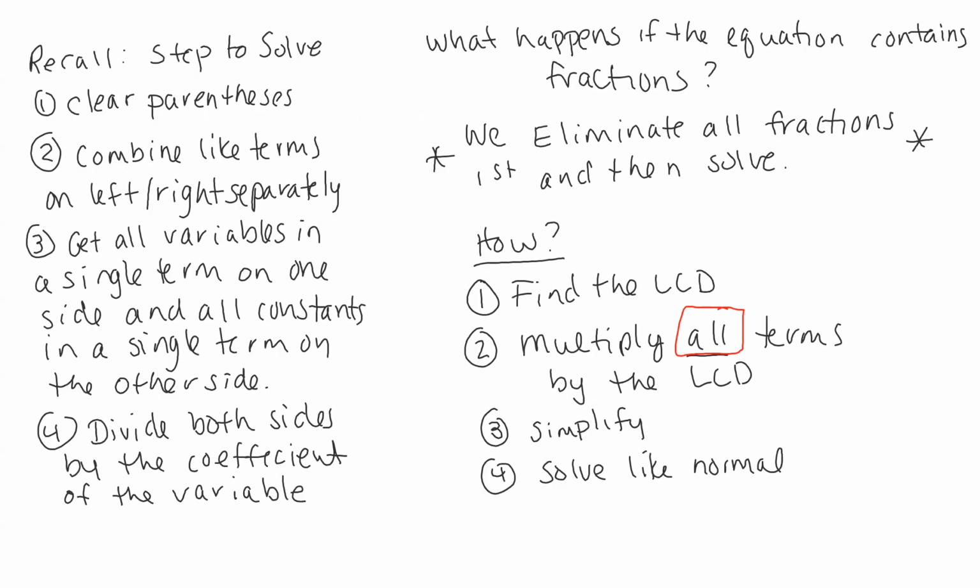So again, a really quick recap. We already know the 4 steps to solve an equation. If an equation contains a lot of fractions, eliminate the fractions. Do not try to work with the fractions, get rid of them. The way we do that is we find the LCD. We multiply all terms by the LCD, and then we simplify and solve like normal, okay? So that is how you would eliminate fractions.